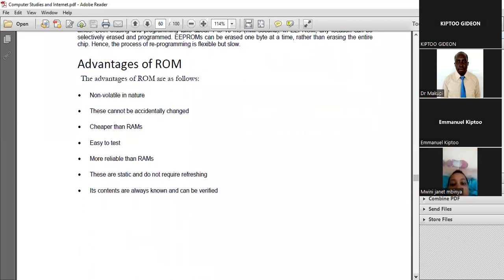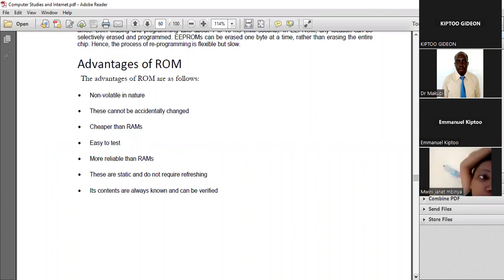So that is it. Just to mention general advantages, unlike volatile memory, they are non-volatile in nature. The ROMs are non-volatile because when the power goes off, it does not lose its instructions. Just like a computer. Computer cannot lose the bootstrap instruction required to start up a computer. It is stored in the ROM chip. So at any given time when you come and power up your computer, those instructions are still inside the ROM chip. So non-volatile in nature, they cannot be accidentally changed.